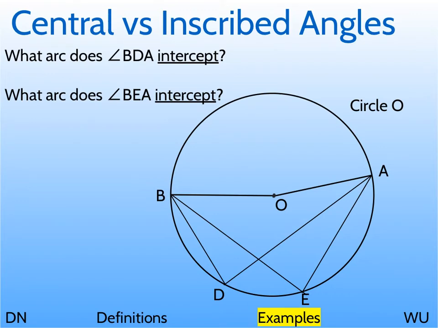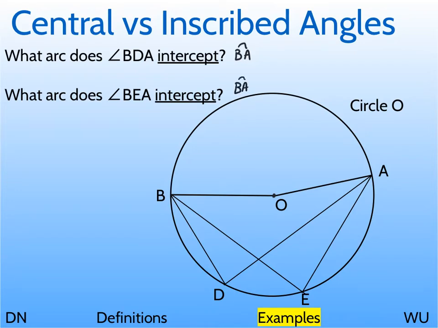So one thing we're going to be very concerned about is the arc that these angles intercept. So if you think of angle BDA right here, the arc it intercepts is, if you continue these lines, the arc that's in the middle of it. It's right here. Arc BA is in the middle of angle BDA. Now, for angle BEA, start at BEA. This is the angle. The arc in the middle of this angle is right here again, BA.